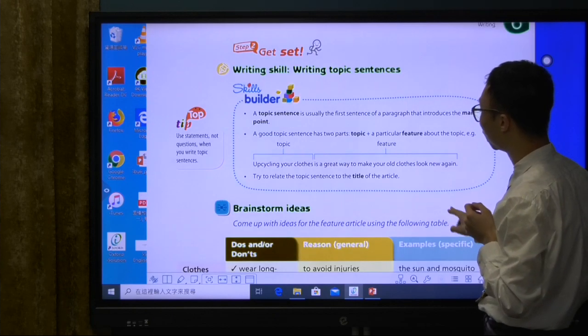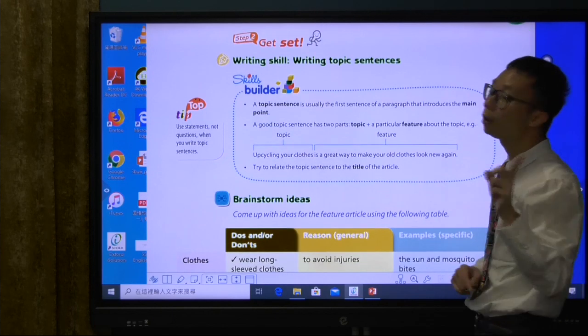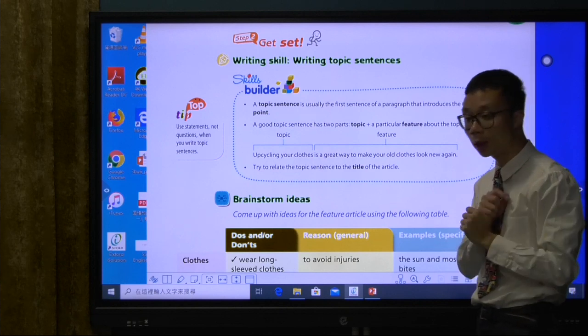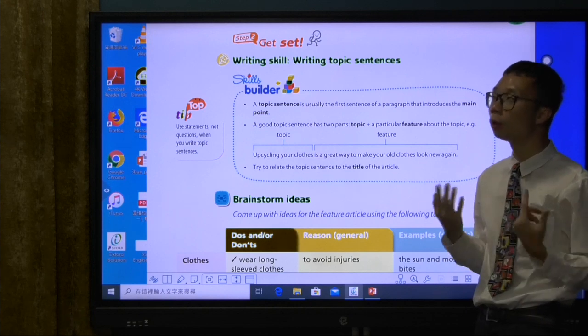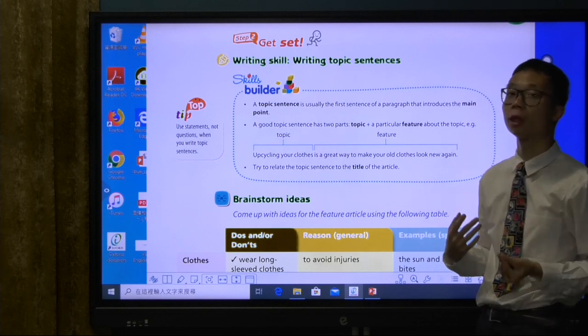Page 55. Okay, now we've figured out step one, figuring out the PAT, and I know some features of, sorry, no pun intended, features of a feature article.